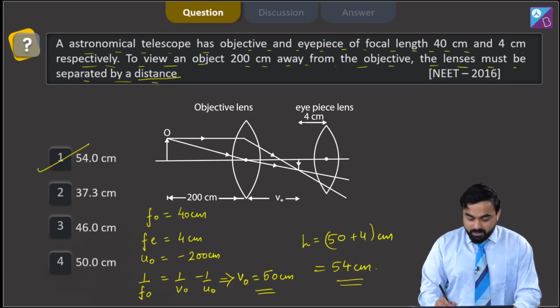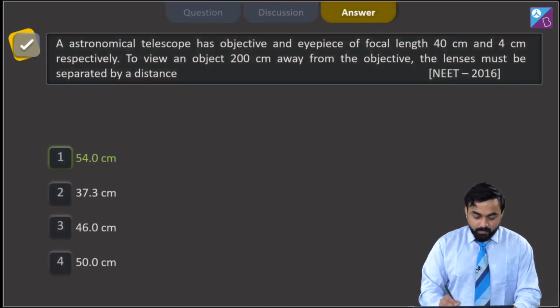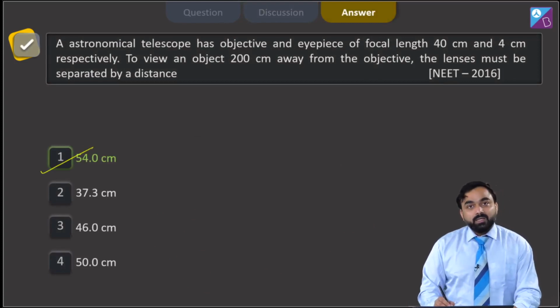Let's verify this with our answer slide. So option number 1 is the correct answer here, okay?